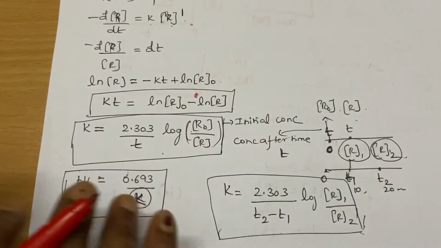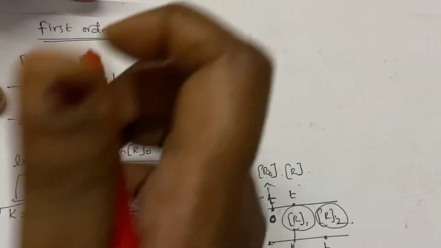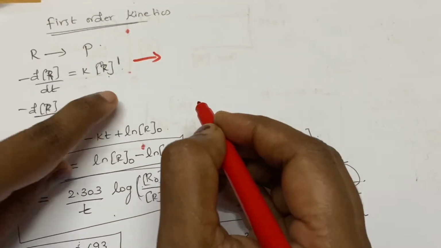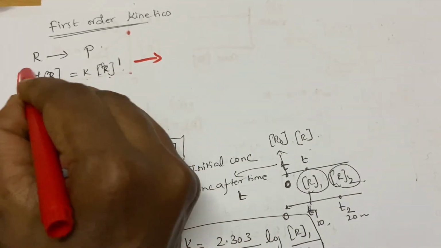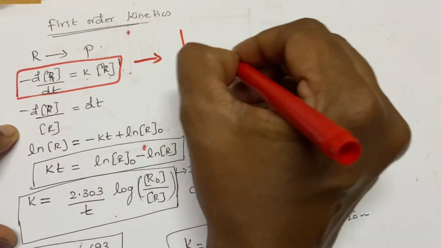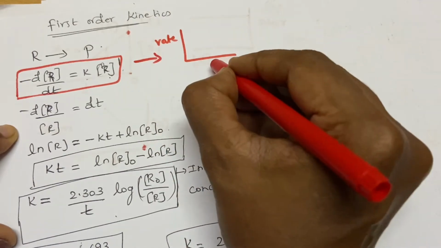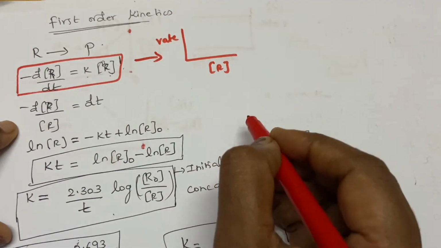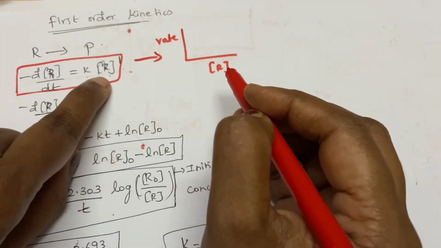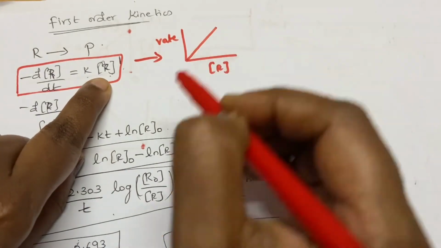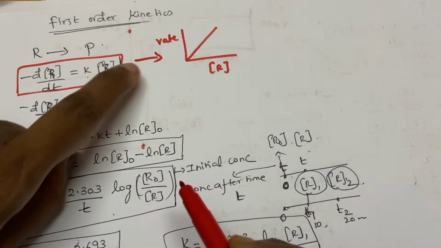And now let's see the graph. See here, the rate of the reaction is dependent on the reactant, isn't it? So if you plot the rate of the reaction versus the concentration of the reactant, how will it be? It is dependent, it is not independent. The graph will be like this.